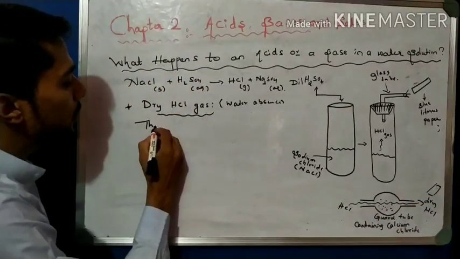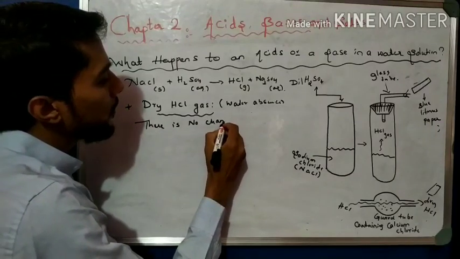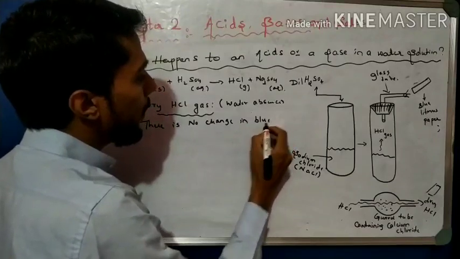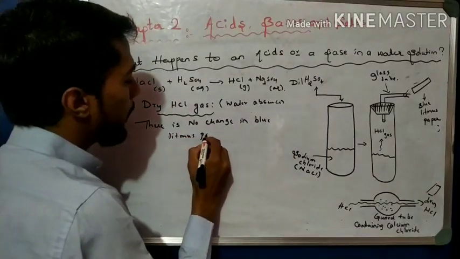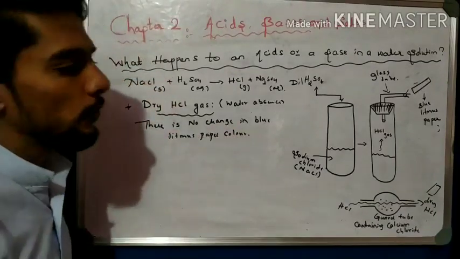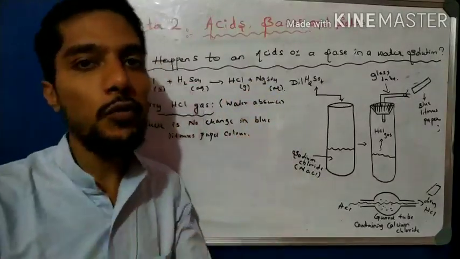There is no change in blue litmus paper color. There is no change. So why? Because of the absence of water, the same mechanism here, proof again.